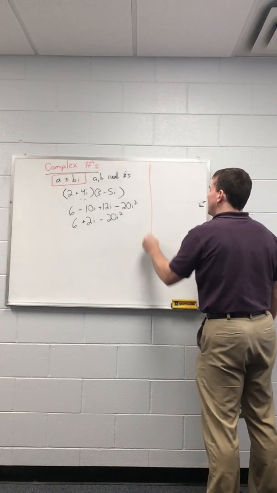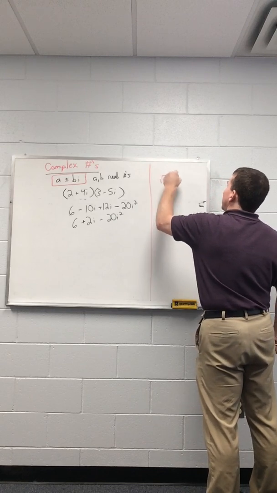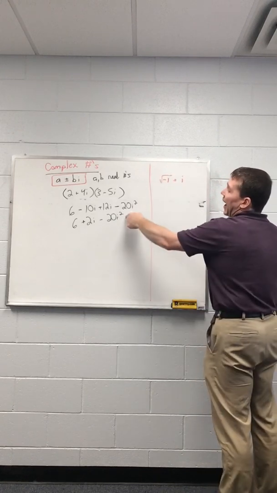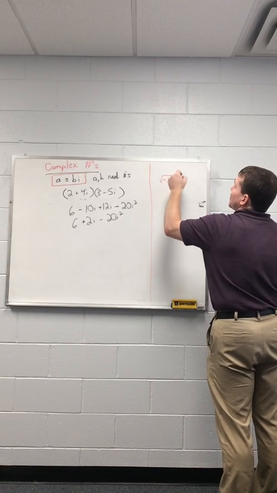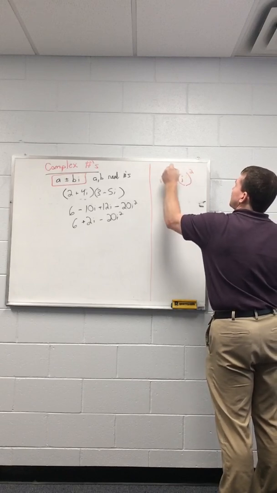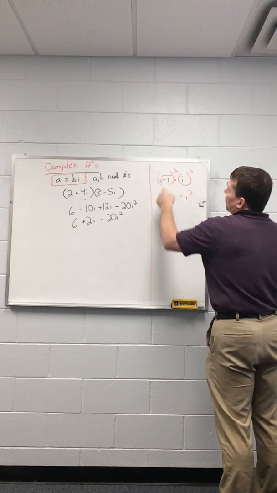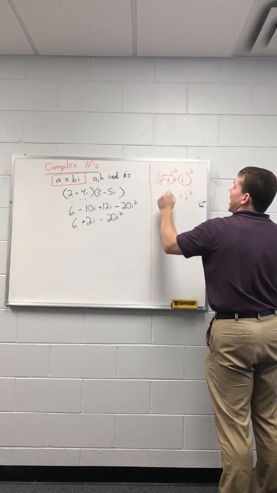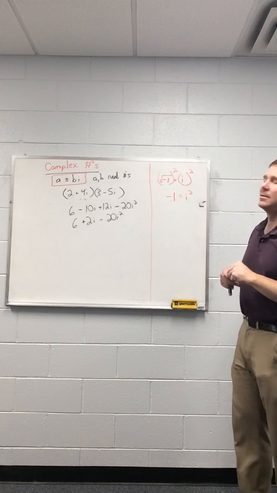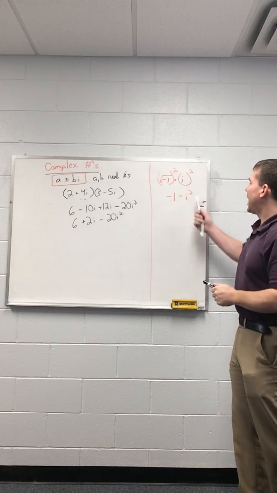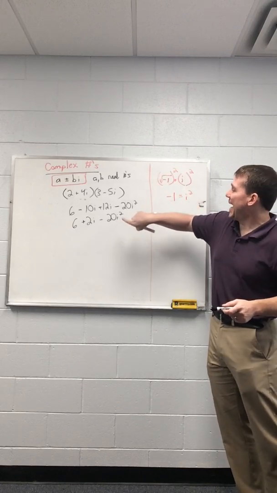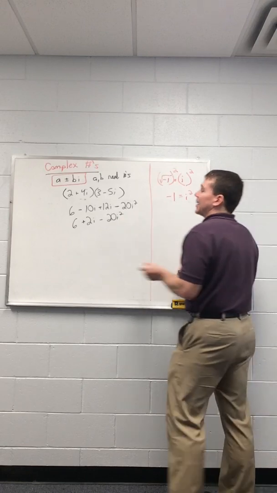We said by definition, the square root of -1 equals i. I want to know what i squared is, so square both sides of this. Then I get i squared is equal to the square root, the square cancels, and I'm left with -1. Which means i squared is -1. I can substitute that in here.